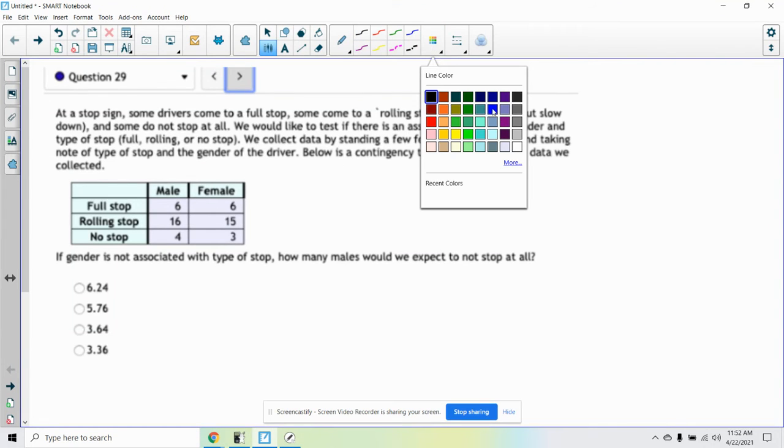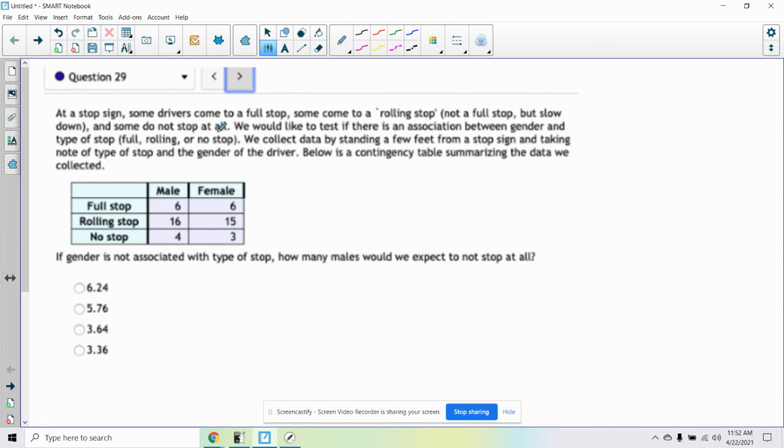Here's the first one you sent me. It says at a stop sign, some drivers come to a full stop, some come to a rolling stop, some don't stop at all. We would like to test if there's an association between gender and the type of stop. We collect data, and so on. If gender is not associated with the type of stop.